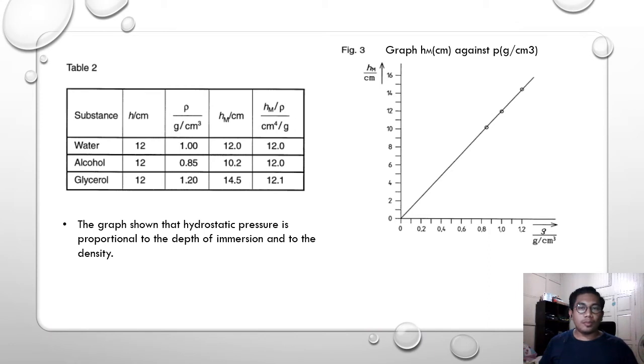In order to prove the proportionality between the pressure P and the density ρ, the value for the height difference in the manometer is recorded in the table. The height is recorded when the immersion depth in the beaker is 12 cm for the three liquids: water, alcohol, and glycerol. Then the values obtained are used to plot the graph of HM against density. So from the graph, we can conclude that hydrostatic pressure is proportional to the depth of immersion and to the density.